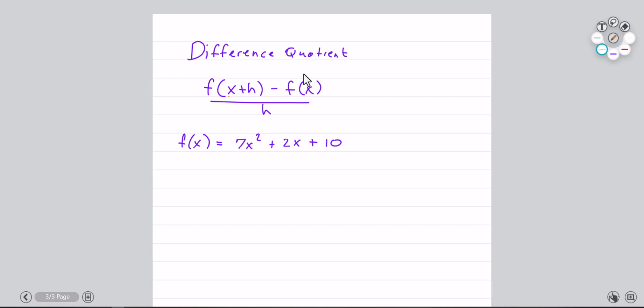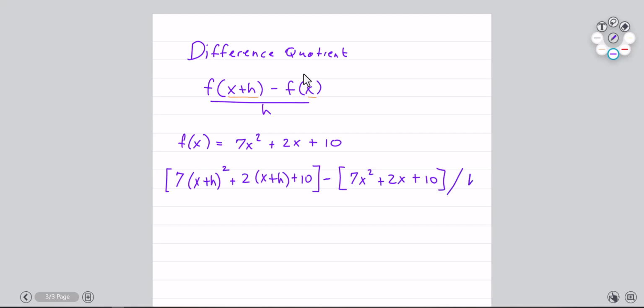So everywhere you see an x, you're going to plug in an x plus h, and then you're going to plug in an x. So what does that mean? I'm going to put some square brackets. Where I see an x, I'm going to plug in x plus h. Don't forget that squared. Plus 2 times x plus h plus 10 minus, now on this piece, everywhere you see an x, plug in an x. Well, that's just the same thing, 7x squared plus 2x plus 10, and then all of this is over h.